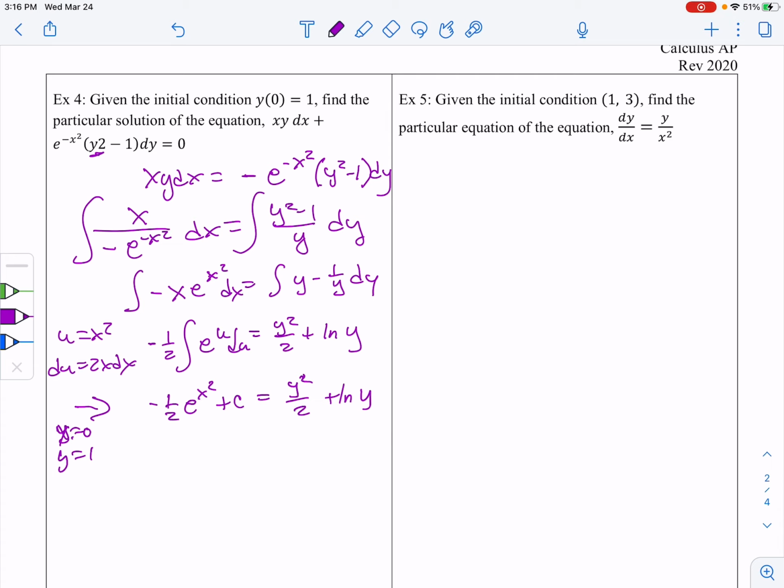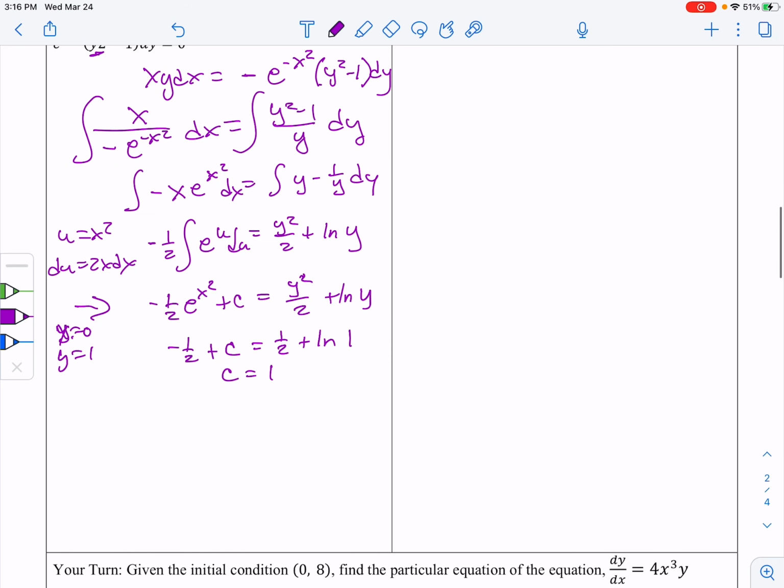So if x is 0, this becomes negative 1/2 plus c. This becomes 1/2 plus ln of 1. The ln of 1 is 0. So c ends up being 1. You end up with y squared over 2 plus ln of y equals negative 1/2 e to the x squared plus 1. And I don't solve that for y.